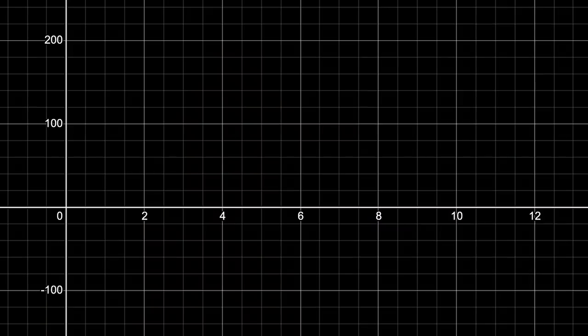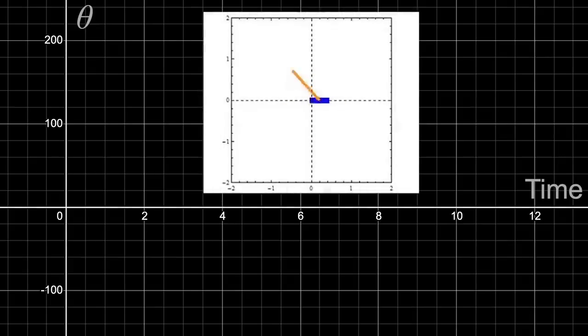We'll say it takes 12 seconds to go from point A to point B, so time will be the x-axis, and then the y-axis will be the angle, which theoretically can assume any value. We'll start between 0 and 180 degrees like before, but without any restrictions, the pendulum could swing around multiple times.